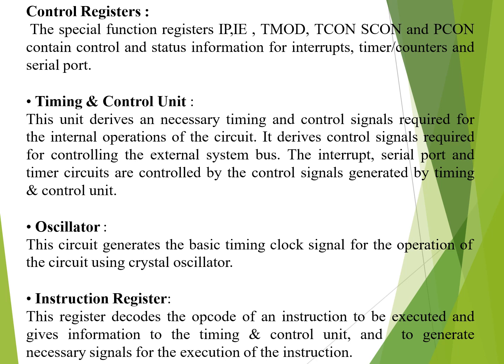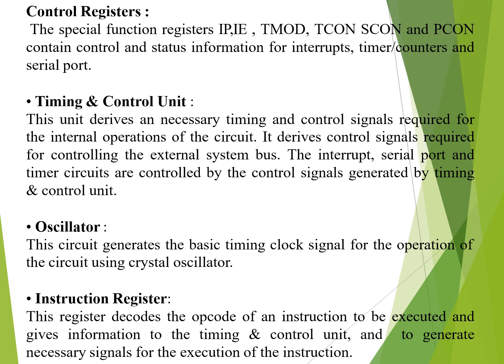So, control registers. The 8051 is available with a few special function registers: interrupt priority register, interrupt enable, timer mode control register, timer control register, serial control register, and power control register. All these registers contain control and status information for interrupts, timers, and serial ports.